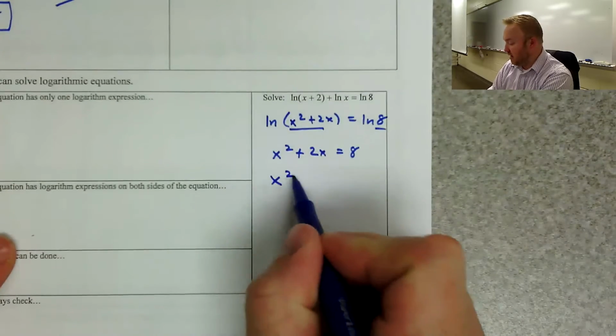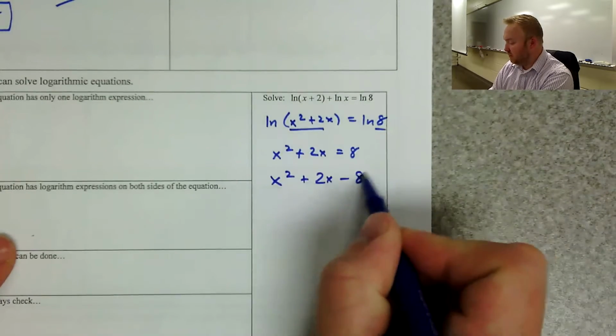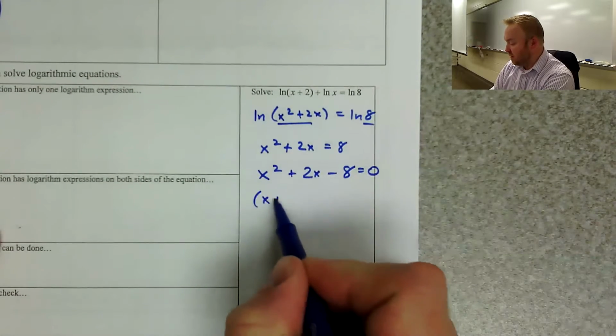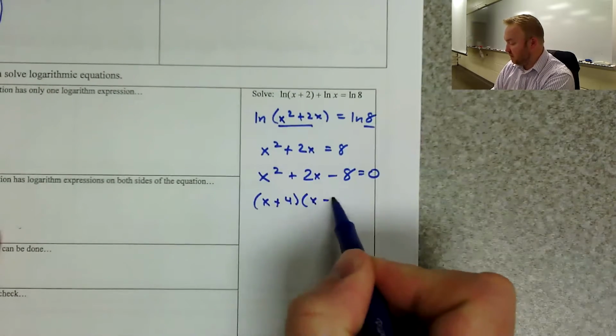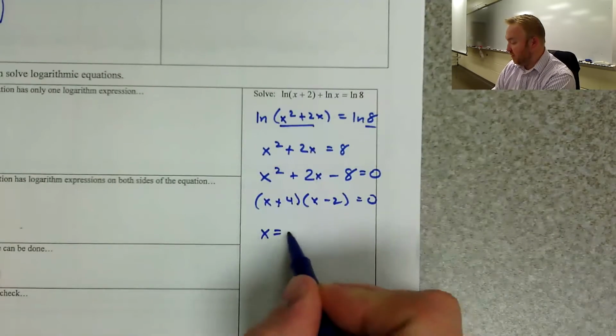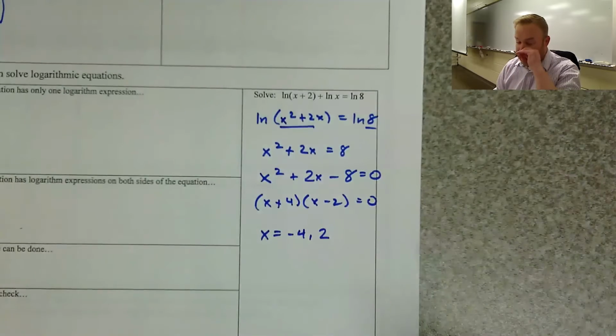Well, that's a quadratic equation. We're kind of in quadratic mode today. So I'll subtract the 8 and then I'll factor x plus 4 times x minus 2. Find the value of x that makes each of these factors equal 0. And that would be -4 and +2.